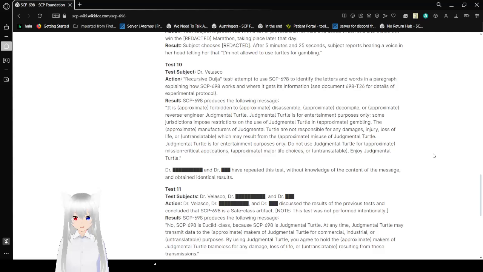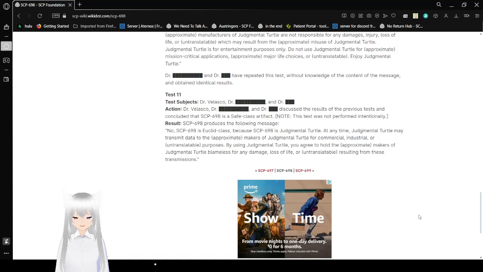Dr. Redacted and Dr. Redacted number 2 have repeated this test without knowledge of the context of the message and obtained identical results. Test 11. Dr. Velasco, Dr. Redacted, and Dr. Redacted Shorter. Action: Dr. Velasco, Dr. Long Redacted, and Dr. Short Redacted discuss the results of the previous tests and conclude that SCP-698 is a safe class artifact. Note, this test was not performed intentionally.